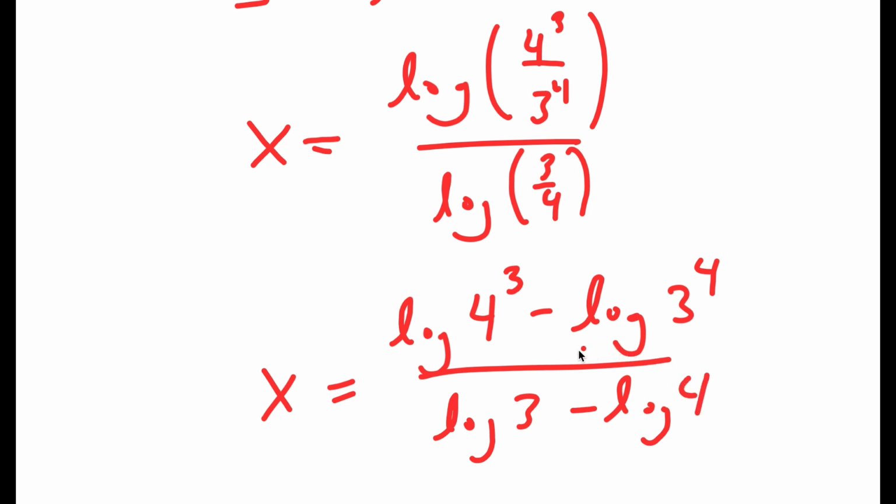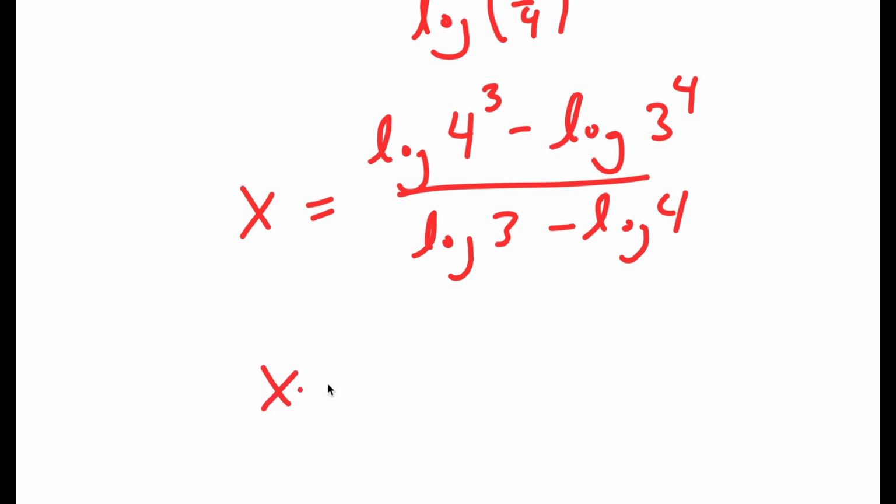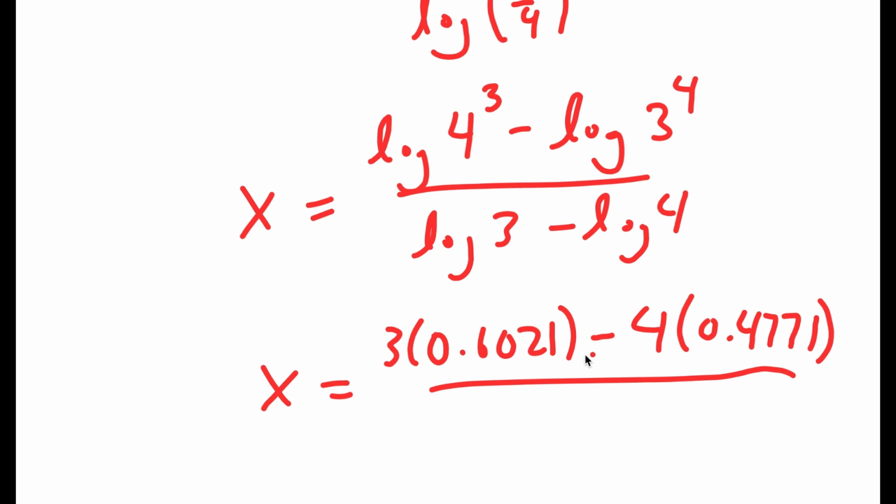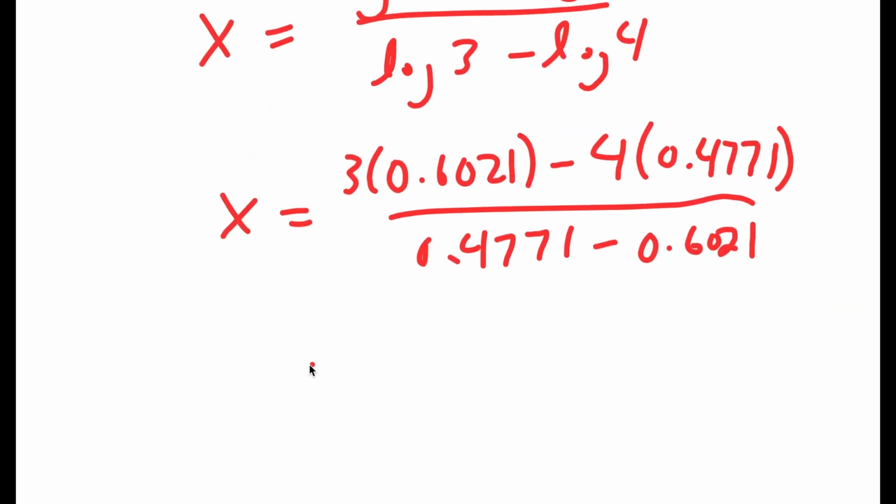And this is equal to 3 times 0.6021 minus 4 times 0.4771 all over 0.4771 minus 0.6021. And this is equal to 0.8168.